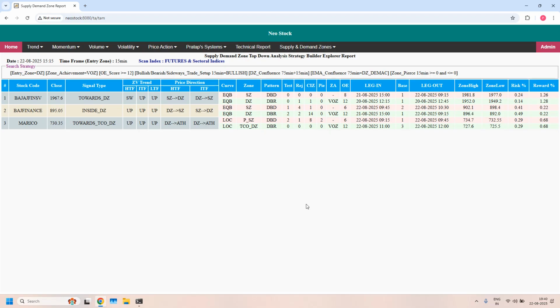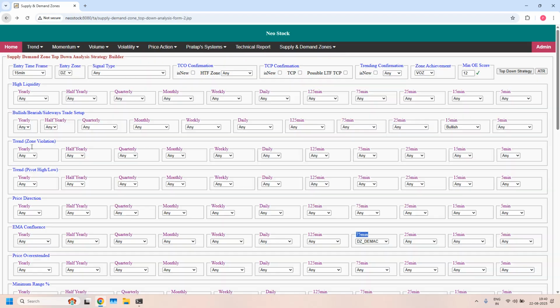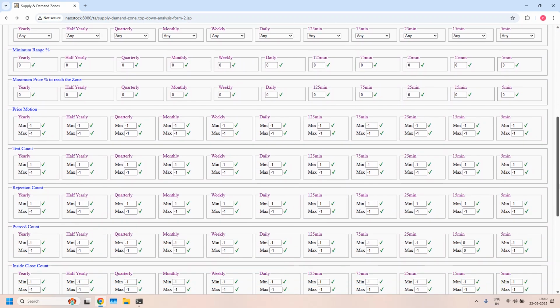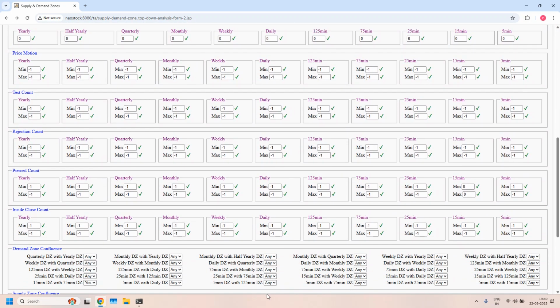Okay, next strategy is LTF, ITF and HTF demand zone confluence, and then thereafter HTF EMA confluence. So I am going back, removing this EMA filter because it is ITF specific. Now our focus is on HTF also. So in the demand zone confluence, 3 filters we have to set. First filter is already enabled. Next 15 minutes and daily demand zone confluence. 75 minutes and daily demand zone confluence, all the 3 filters are enabled.